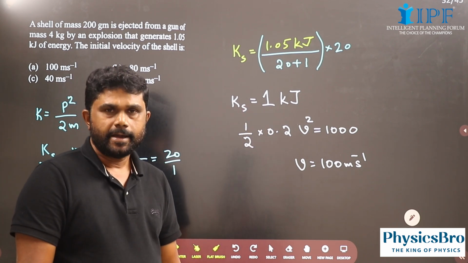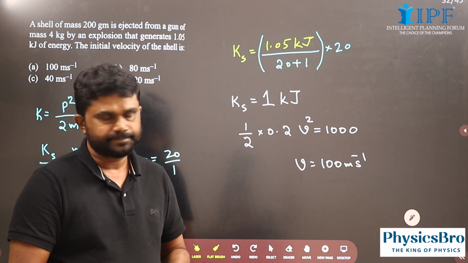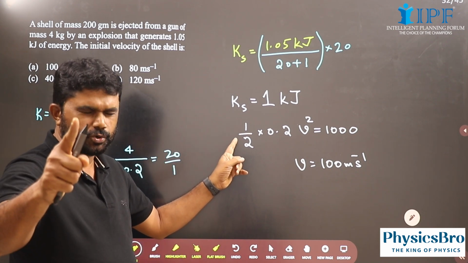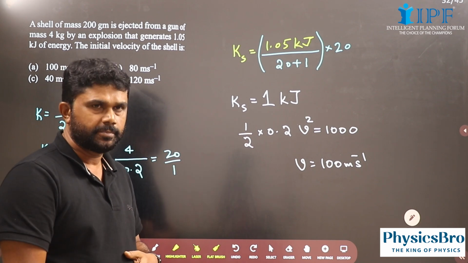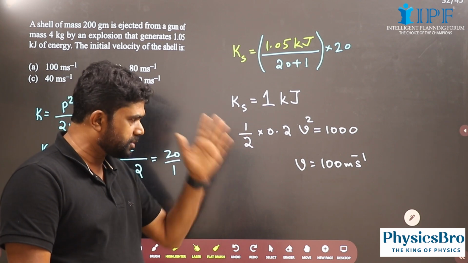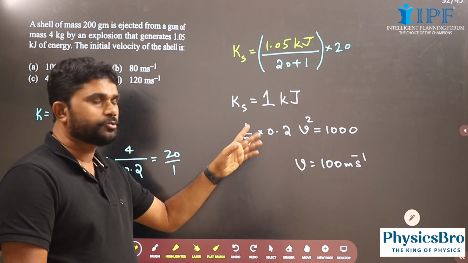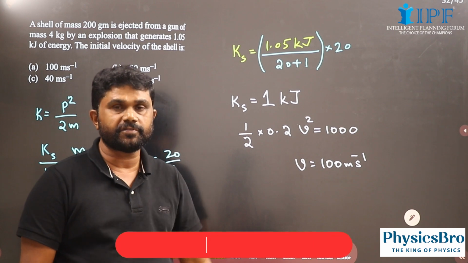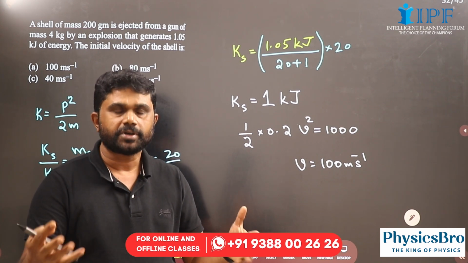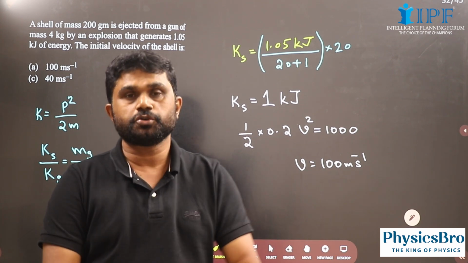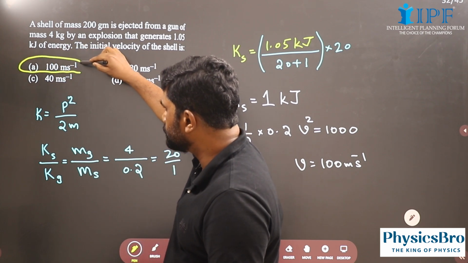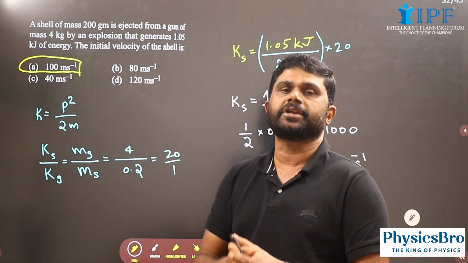Now see, we have got kinetic energy of the shot as 1000 joule, or let us say 1 kilojoule. We have to find the velocity of the shot. Kinetic energy of the shot is half, mass of the shot is 200 gram, means 0.2 kilogram, and velocity v, so half into 0.2 into v square equals 1000, and 0.2 by 2 is 0.1. When taken to the right, it will be 1000 by 0.1, means 10,000. It's a perfect square. The square root of 10,000 is 100. So the initial velocity of the shot is 100 meter per second.